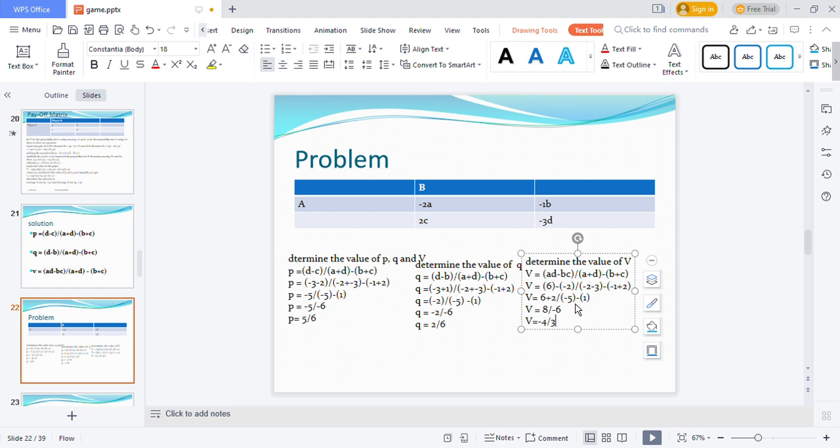So far so good. We already determined the value of P, the value of Q, and the value of V, which is the value of the game. And this is the probability method. So anytime you're dealing with the probability method, remember we must have only 2 rows and 2 columns. Then you bring in the idea of A, B, C, D. Then from there you can now solve the question using P, Q, and V.